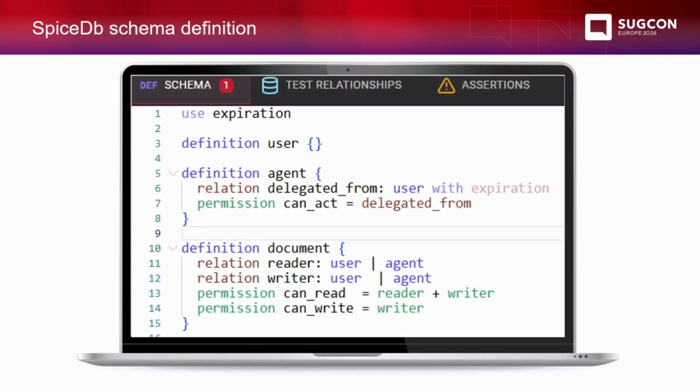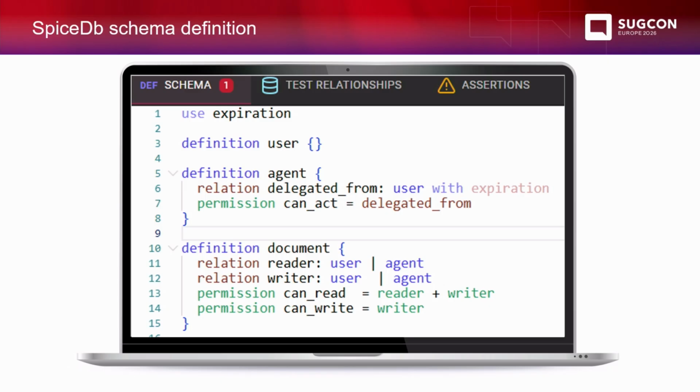So all of these implementations of SpiceDB have their own specific domain language. It's pretty simple, but anyway, it takes a little time before you can adapt to it. So this is an example of how it looks. Just say we have an object user, we have an object agent, and this agent can be delegated from the user. We also optionally can set up expiration for the relationship.